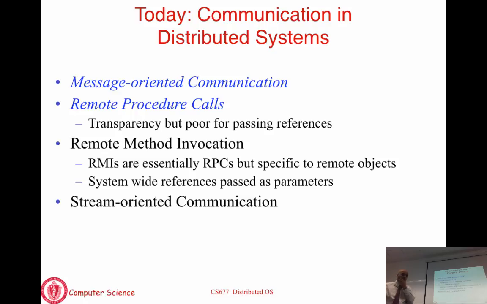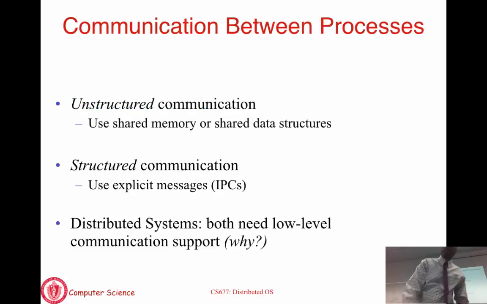Let me start with just a quick introduction to communication. Communication is inherent in distributed systems. If you think about the definition, we said it's a collection of processes or processors that communicate over a communication medium, typically a network. So in a distributed system, you have entities that communicate. There are 2 ways by which they can communicate: one is unstructured communication, the other is structured communication.